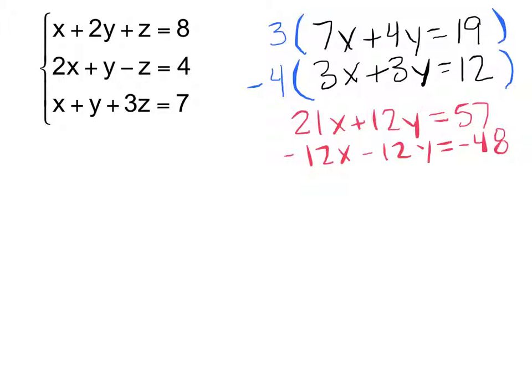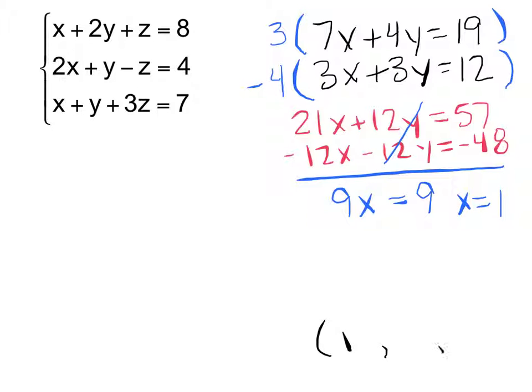Now we can go ahead and combine these two equations. 21x minus 12x is 9x. 12y minus 12y, 0. 57 minus 48 is 9. Divide both sides by 9, and we get x equals 1. So we already have one of the three numbers we're looking for in our solution.